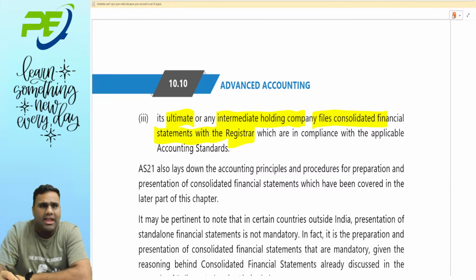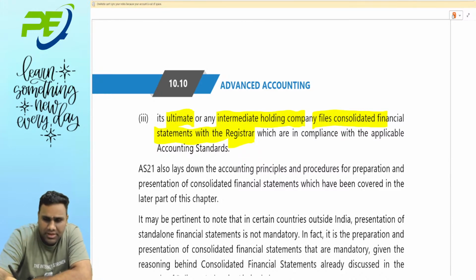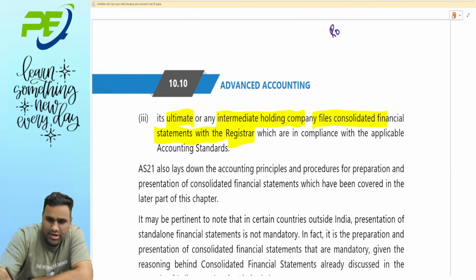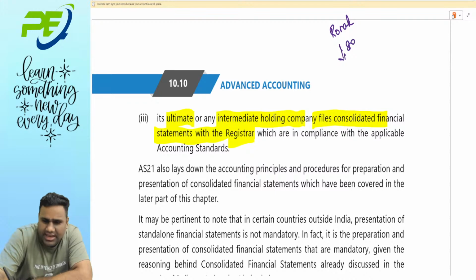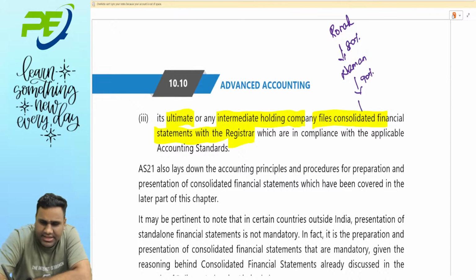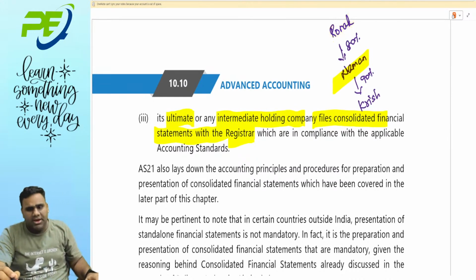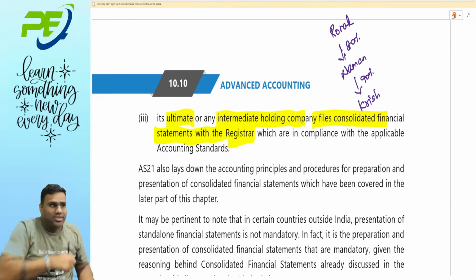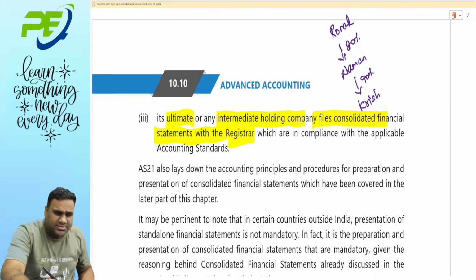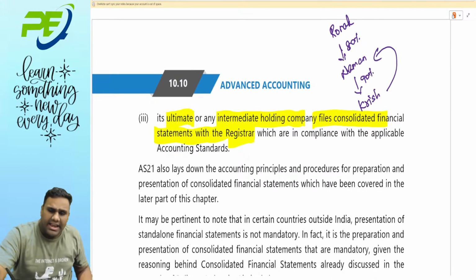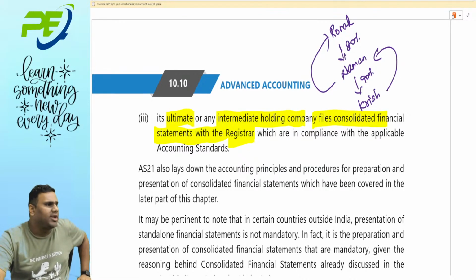Very, very simple example, guys. Now, everyone, please try to understand this example. Ronak is having 80% share in Naman and Naman is having 90% shares in Krish. Now, tell me, Naman has to prepare consolidated financial statement or Ronak? Very good, both. So first what will happen? Krish balance sheet will be added to Naman and Naman balance sheet will be added to Ronak.